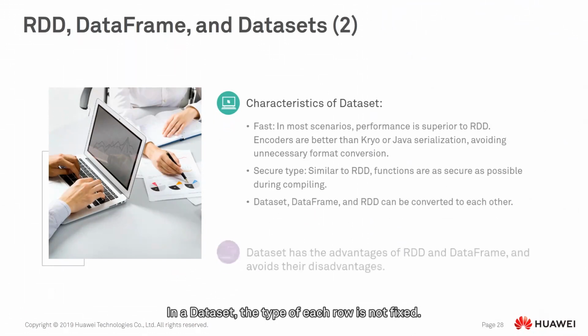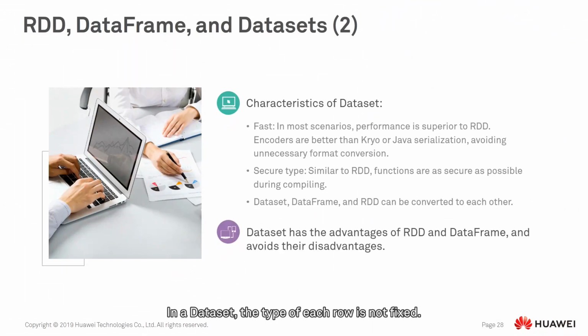In a dataset, the type of each row is fixed. After defining the case class, you can obtain the information in each row. Information in the columns of a DataFrame is clear, but that in the rows is unclear.